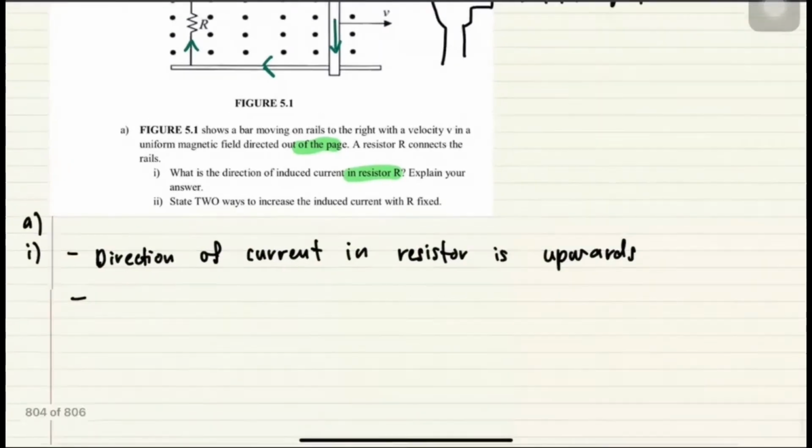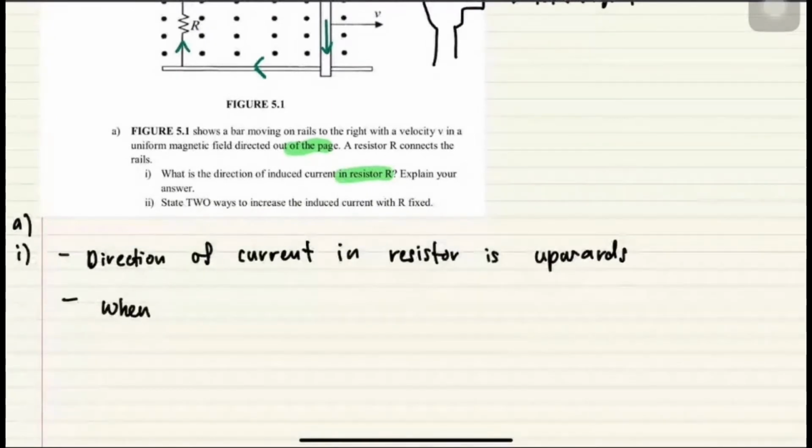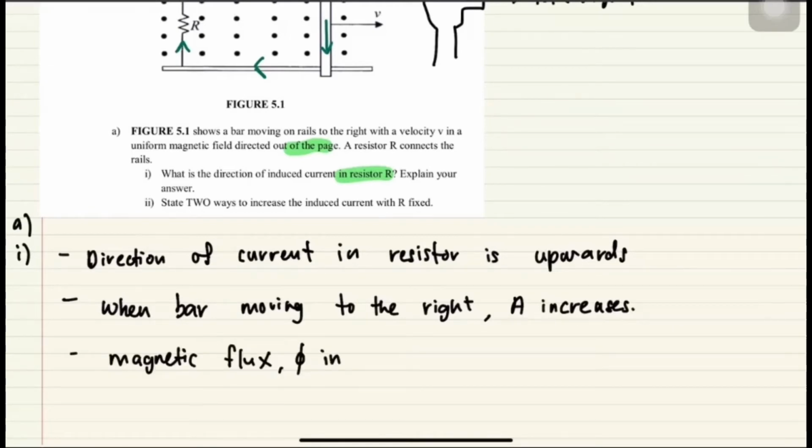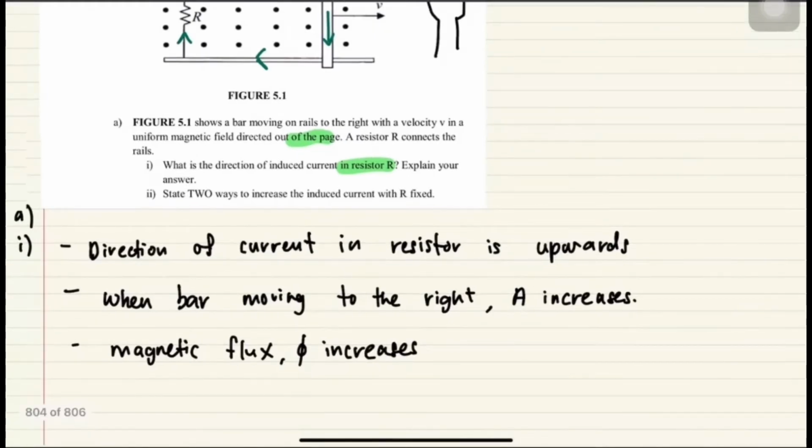Okay, so when the bar is moving to the right, apa yang bertambah? Sebenarnya yang bertambah adalah area A increases. Okay, so bila A increases, magnetic flux increases as well. So in this magnetic field, dia nak cover benda tu.